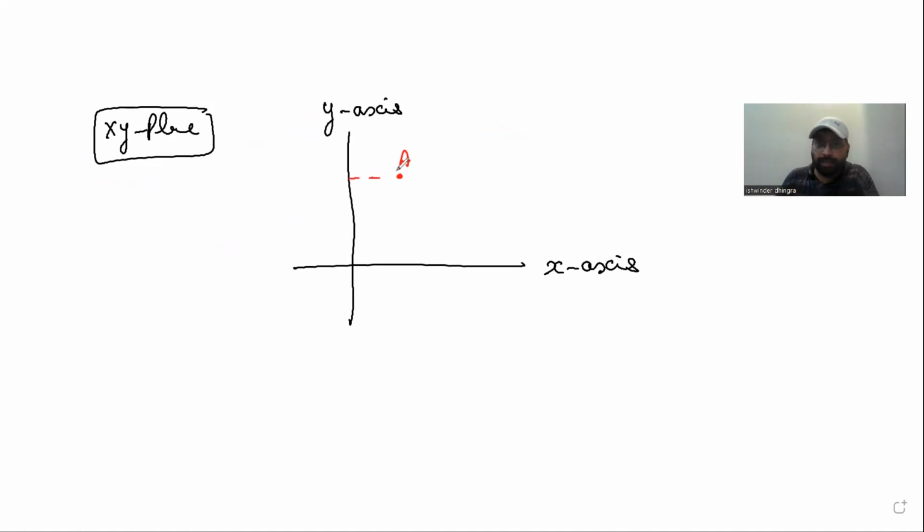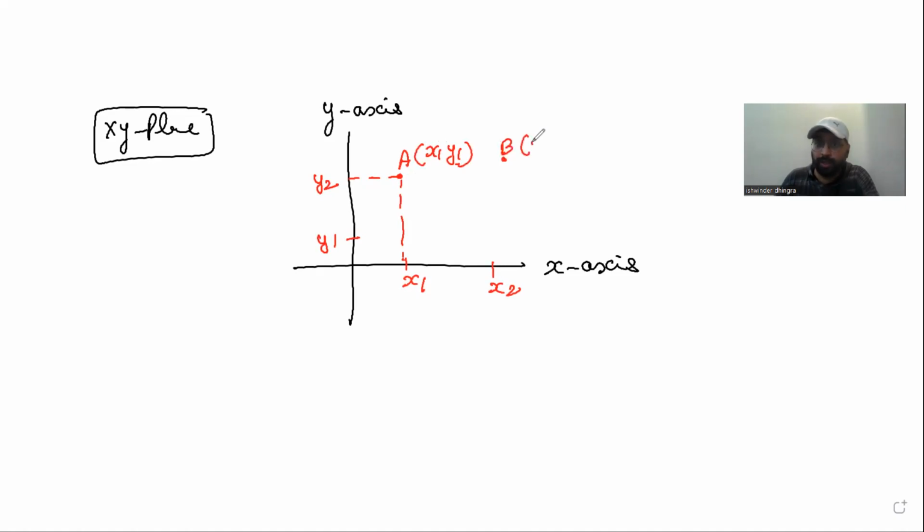Let's say this is y2, and this is y1. Let's say this is x1 and this is x2. Now, if I want to find the location of point A, that is going to be x1, y1. Now, let's suppose I define one more point, let's say this is B.